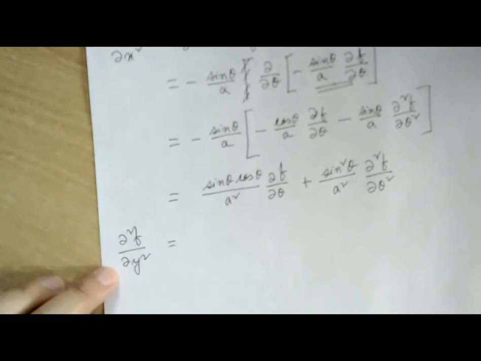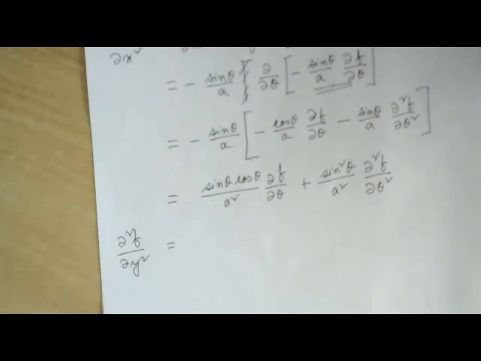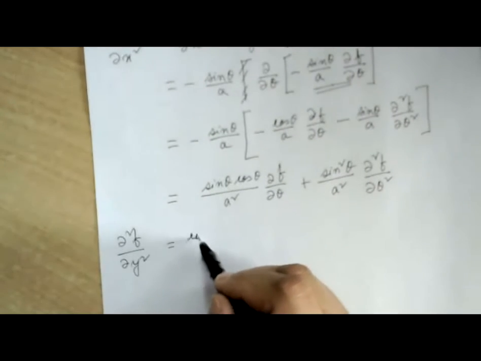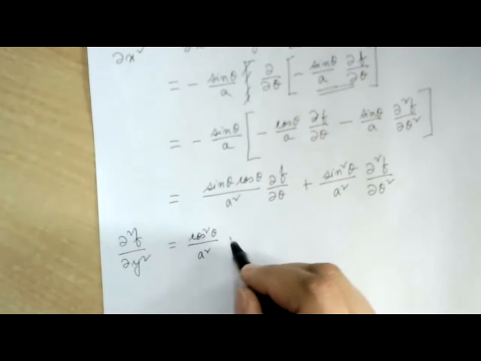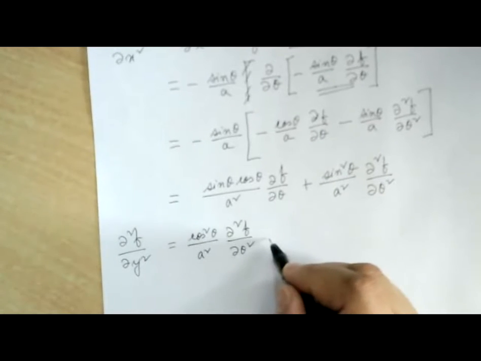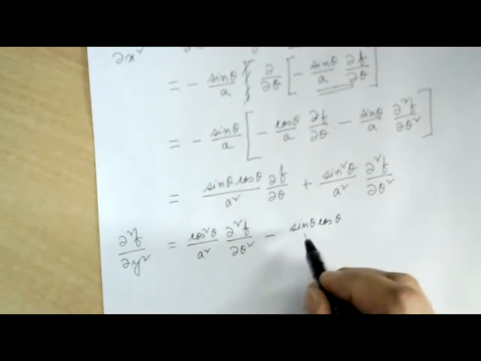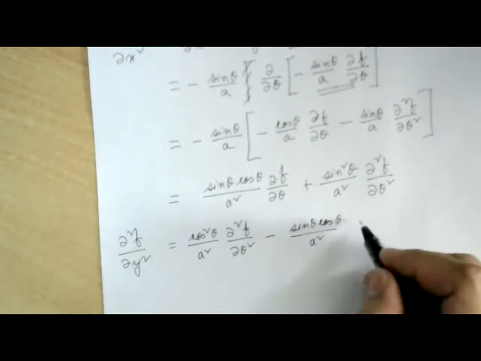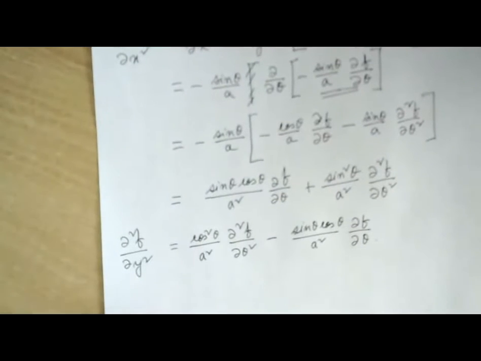You can calculate this expression by using the same method as we did earlier. Cos square theta divided by a square del 2f by del theta square minus sine theta cos theta divided by a square del f by del theta.